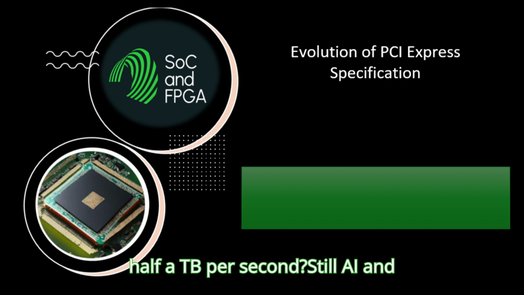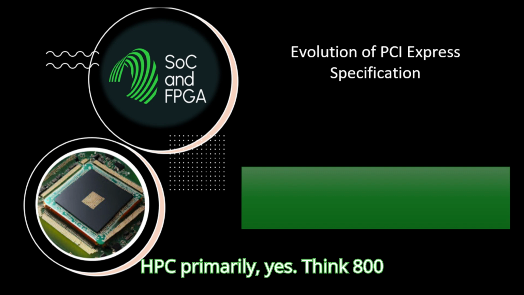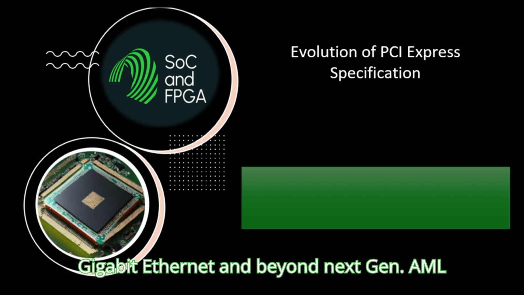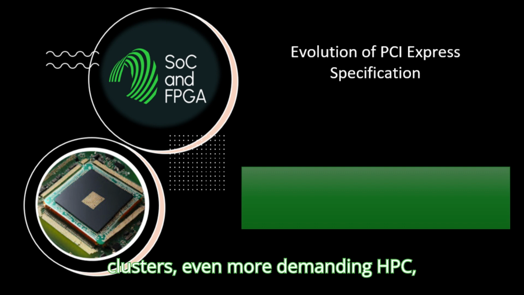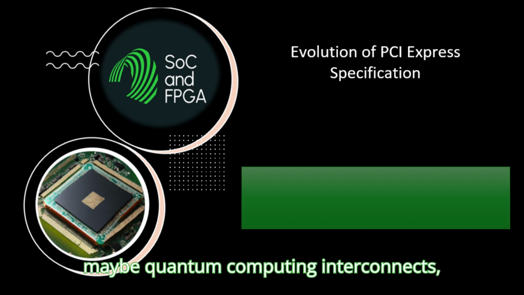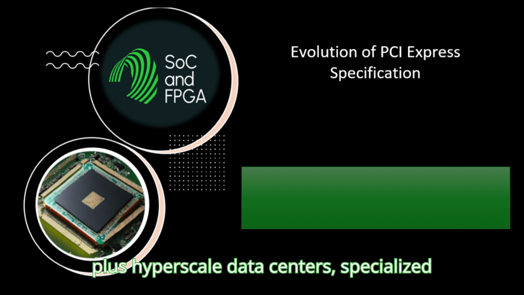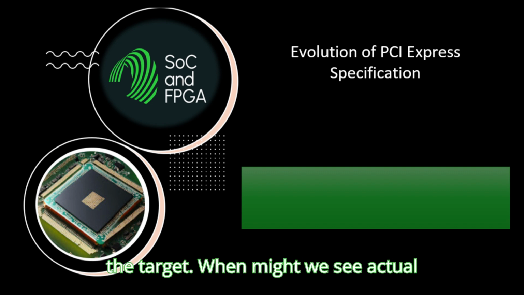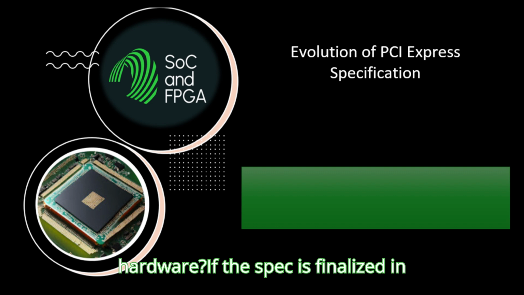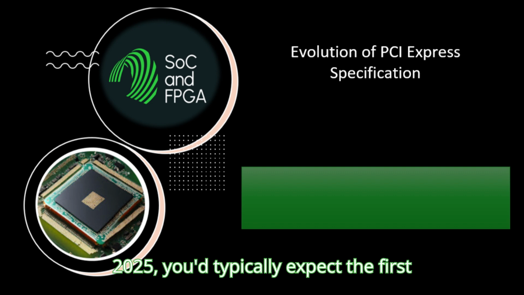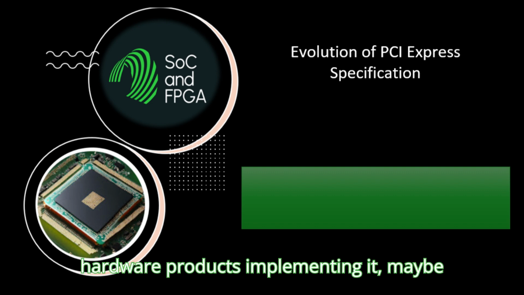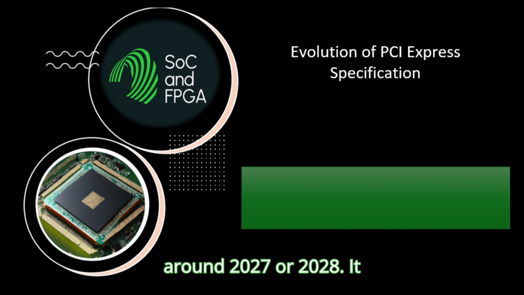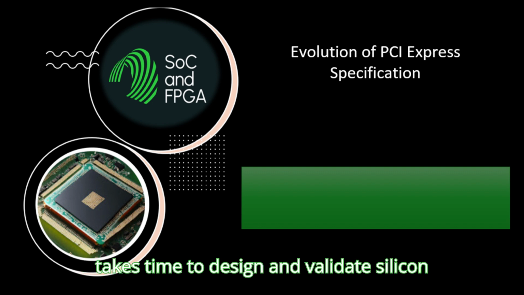And who needs half a terabyte per second? Still AI and HPC. Primarily, yes. Think 800 gigabit Ethernet and beyond, next-gen AI/ML clusters, even more demanding HPC, maybe quantum computing interconnects, plus hyperscale data centers, specialized military and aerospace applications. That's the target. When might we see actual hardware? If the spec is finalized in 2025, you'd typically expect the first hardware products implementing it maybe around 2027 or 2028. It takes time to design and validate silicon at these speeds.